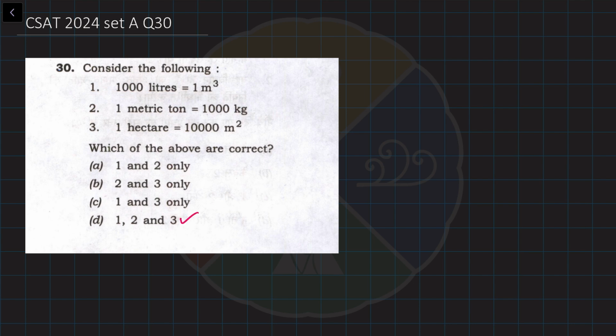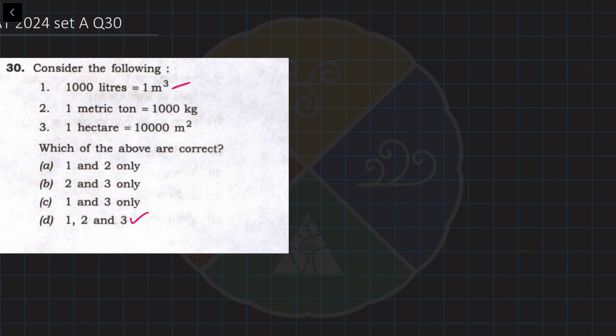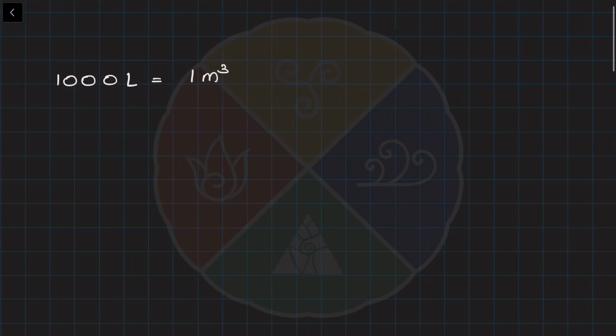So let's try to go through some of the units, because of course you cannot go through everything in a single go. This has to come to you slowly. So the first thing they say is that 1000 liters is equal to 1 meter cube. This is actually an interesting concept.